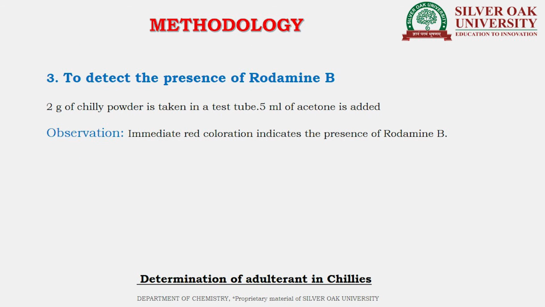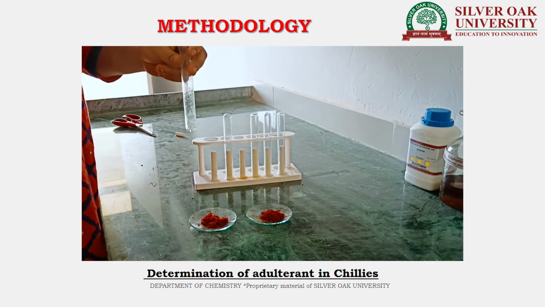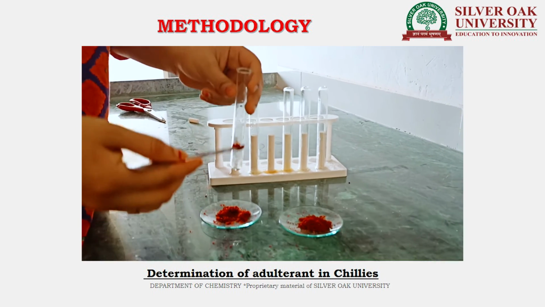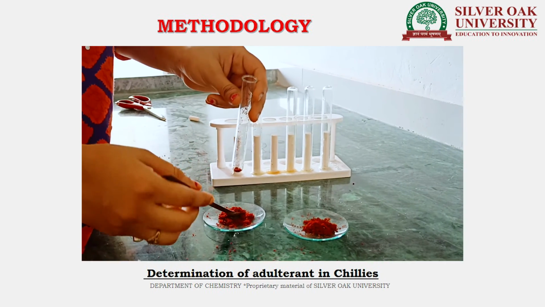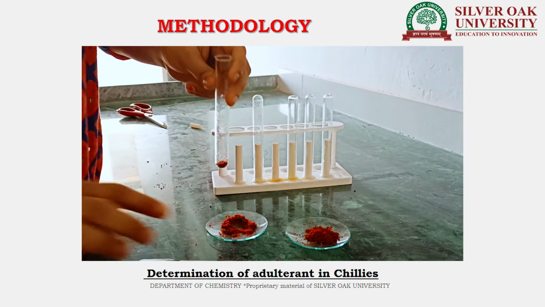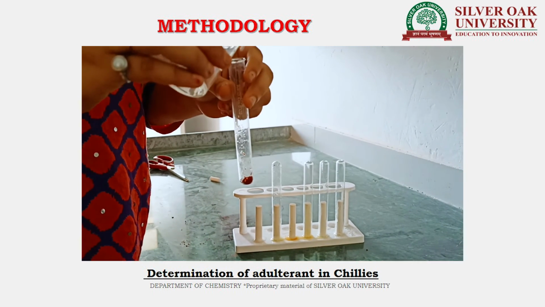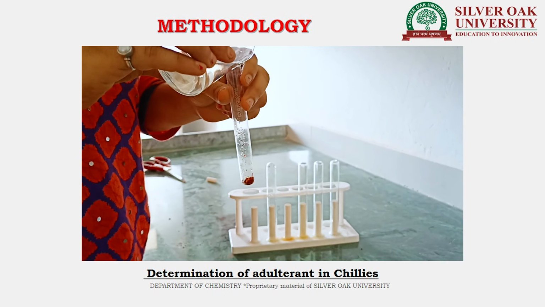Let us study now how to detect the presence of rhodamine B in chili powder. We will take 2 gram of chili powder in a test tube and 5 ml of acetone is added. If you see red color, it indicates the presence of rhodamine. Let us perform the practical and see the observations. Let us check the presence of rhodamine B. For this, we will take the sample of chili powder in a test tube and add acetone to it. If there is an appearance of red color, it indicates rhodamine.